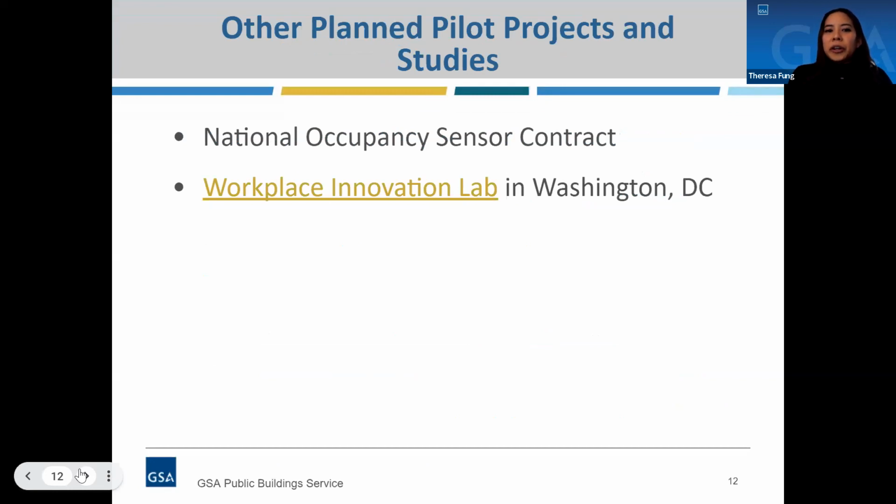As we move forward with other initiatives at GSA, for example, we are planning for a national occupancy sensor contract and establishing the standards for the marketplace for that contract. And so as that moves forward, we'll be able to share more information as far as our experience, our findings, what those standards are. Additionally, we've recently launched our Workplace Innovation Lab in Washington, D.C. in our 1800F headquarters location, where we're testing and piloting different mechanisms for measuring occupancy, in addition to piloting other technologies as far as workplace planning and different ways people can use their space. So we'll have more information to share as that moves forward.